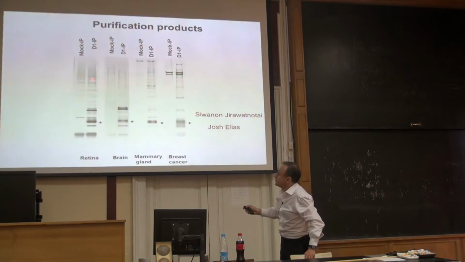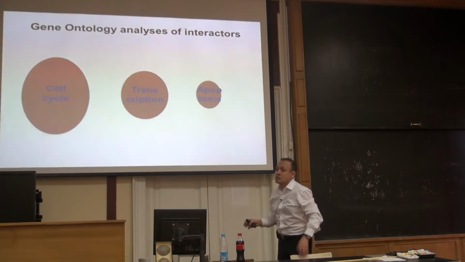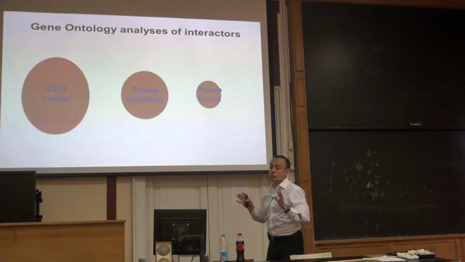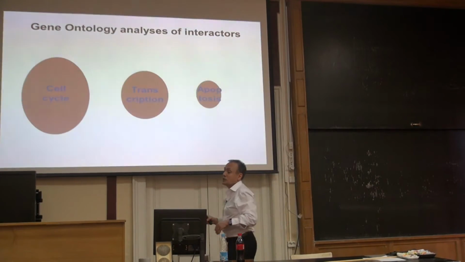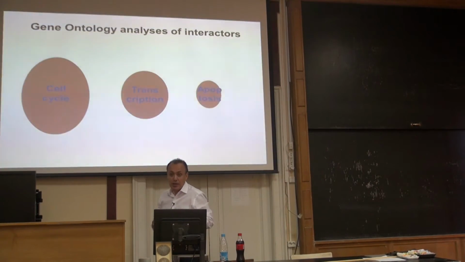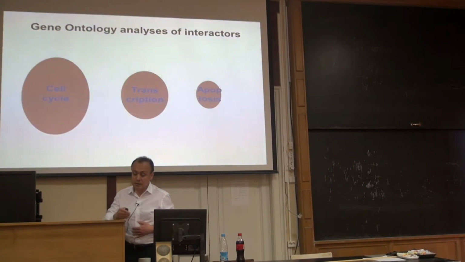And then we did mass spec sequencing, and for the purpose of today's talk, I'm not going to give you the list of all four lists, but I'll just say that all those interactors we put into gene ontology analysis, which tells us which functions are enriched there.